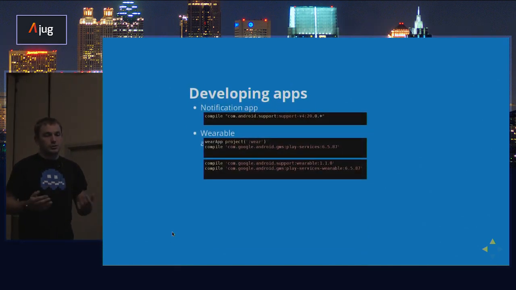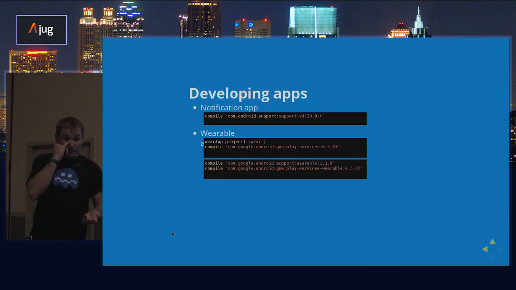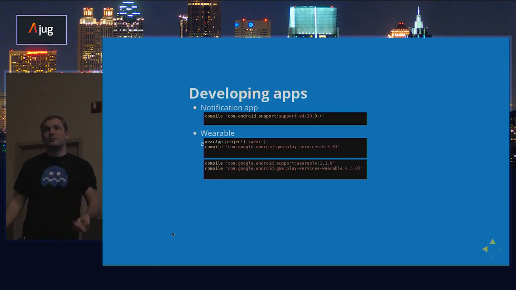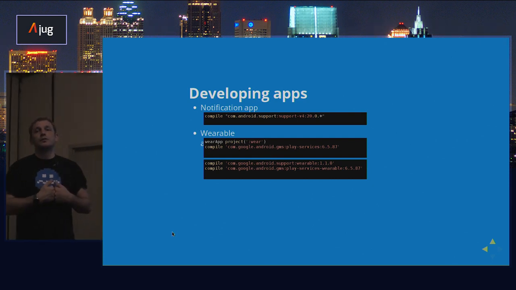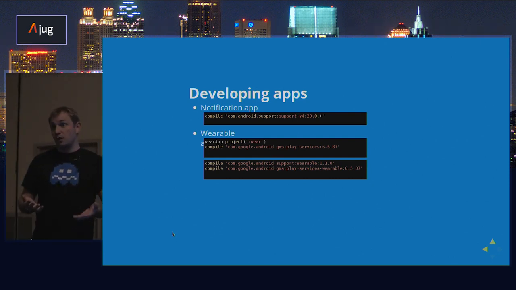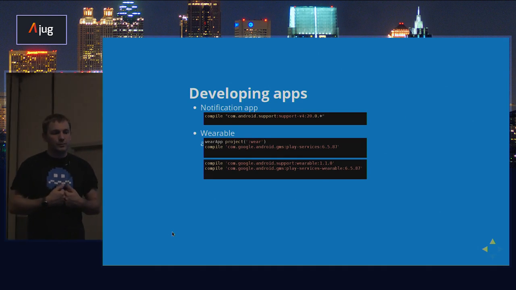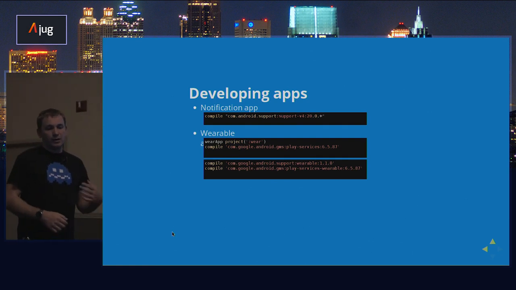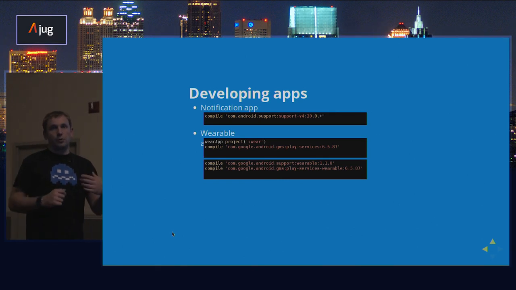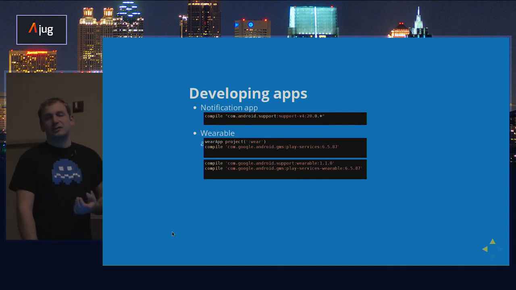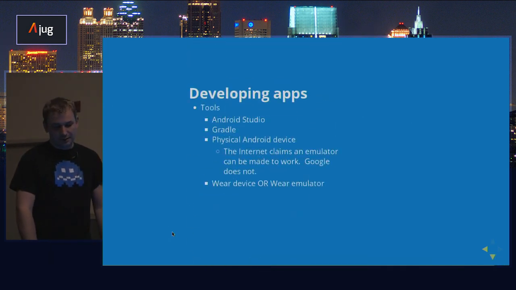For getting support for Wear into your applications, if you're only using the notification app, there's one line in your build.gradle for your Android app that you include, and that's the support library, which you're probably already including anyway. If you're making a wearable app, then in your support library you want to link to the app with Wear App Project and then include Google Play Services. And on your wearable project in Gradle, you will want to include the support library and the wearable support library and the wearable Play Services library. And I'll discuss that in a minute.